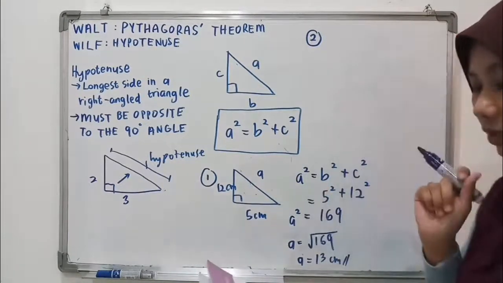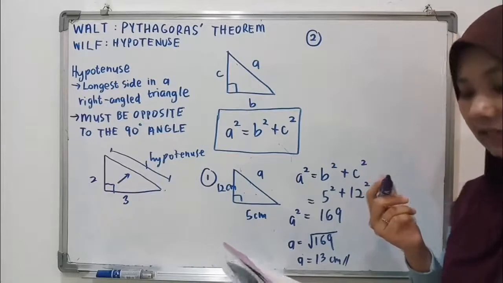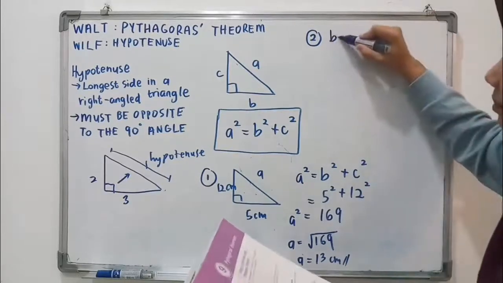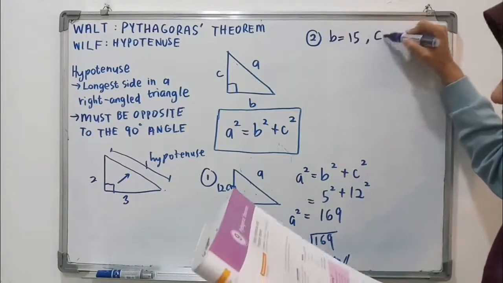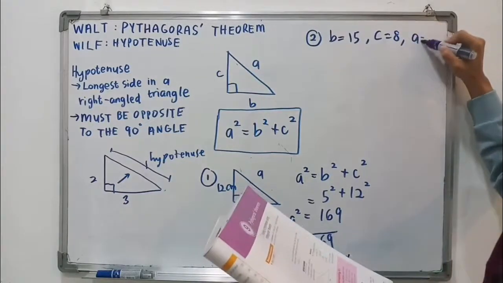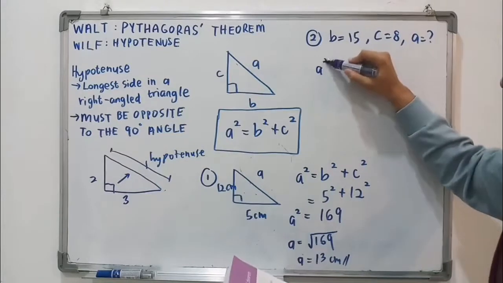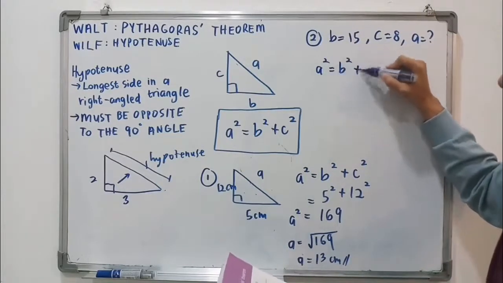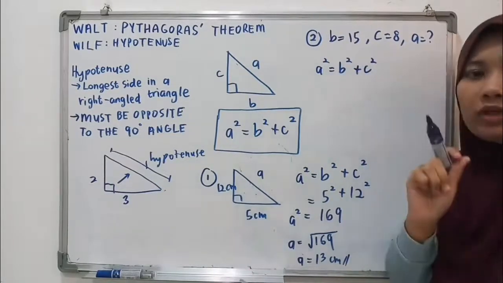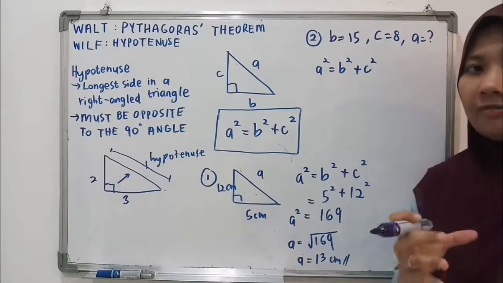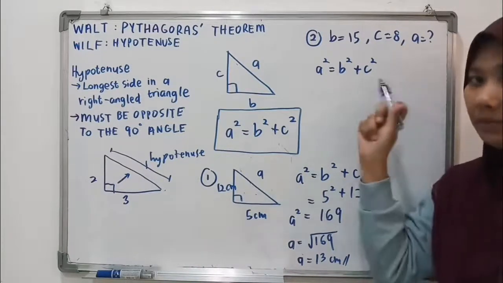Okay, so now still we want to find A. Given that B equals 15 cm, D equals 15, and then C equals 8. And then the question asks for A. What is the value of A? According to the formula, A square equals B square plus C square. The formula you need to remember, because the formula will not be given to you in the exam. Okay, you need to remember this formula.